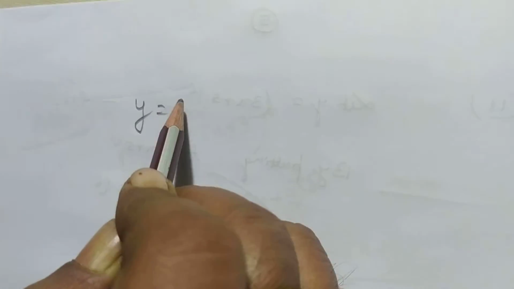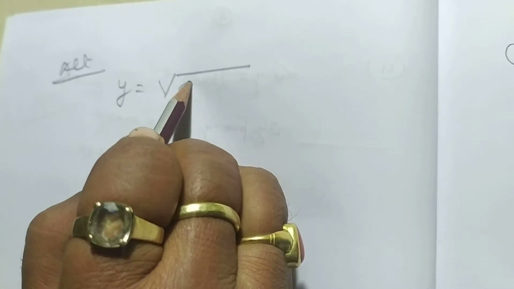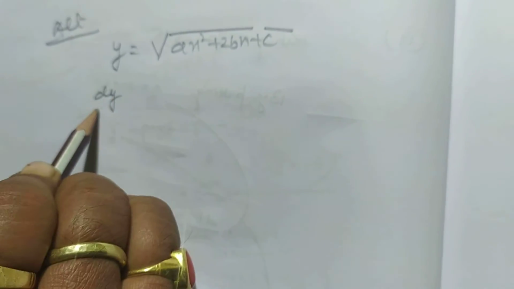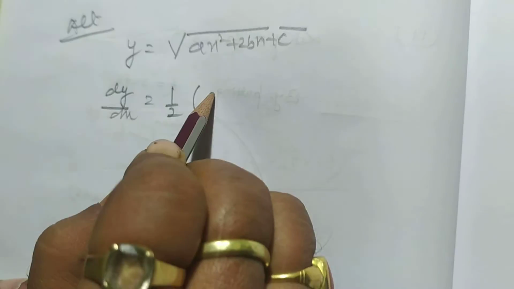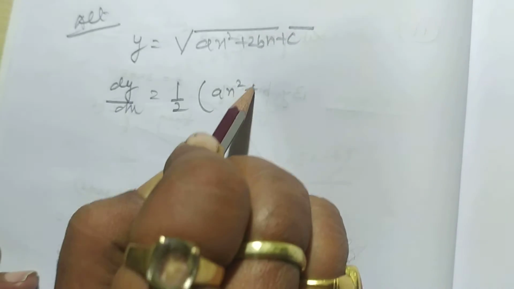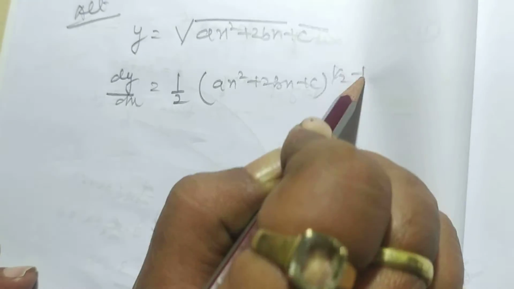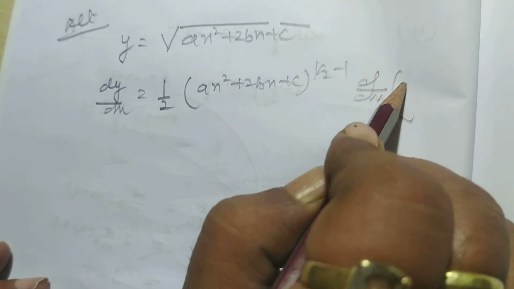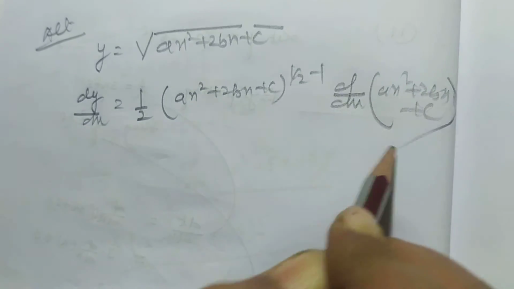y is equal to root over ax square plus 2bx plus c, by the alternative method. So dy by dx is equal to half (ax square plus 2bx plus c) to the power half minus 1. Now d by dx of this expression ax square plus 2bx plus c.